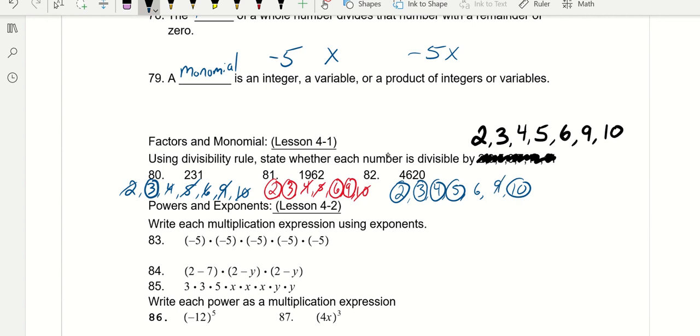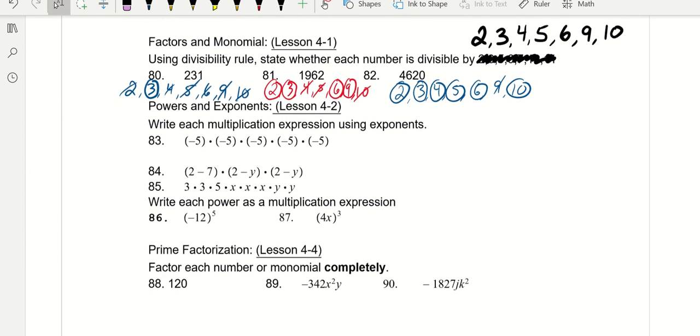The rule for 6 is if 2 and 3 are circled, 6 should also be circled as well. In other words, if a number is divisible by 3 and 2, it is also divisible by 6. So there you go. Number 83. Ooh, it's taking a long time. 83. Write each multiplication expression using exponents.